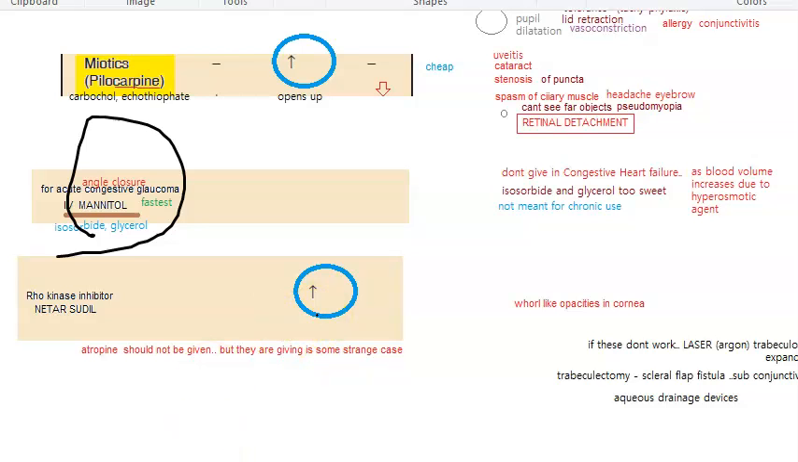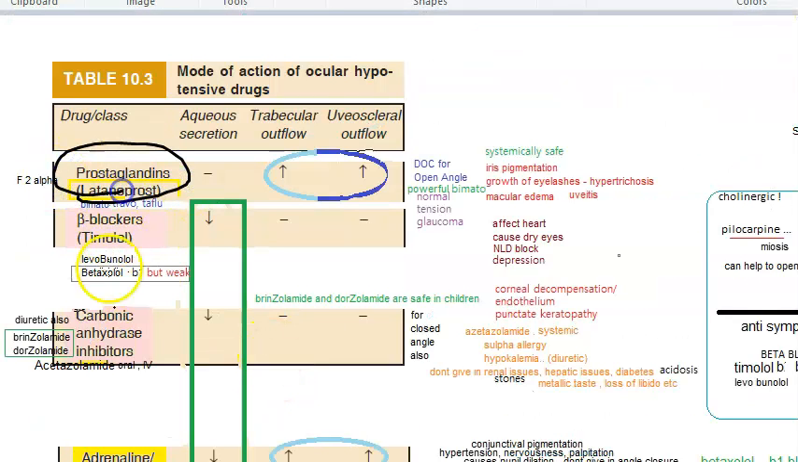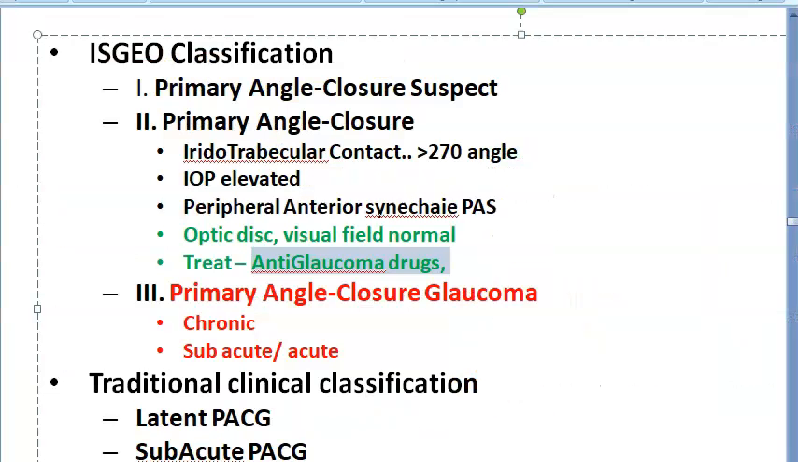Then they are mentioning prostaglandin analogs, the first one here. So all these drugs they are talking about, and even pilocarpine, okay? Pilocarpine also. Next, if this doesn't work, you will have to do laser iridotomy, so you will reduce the intraocular pressure.